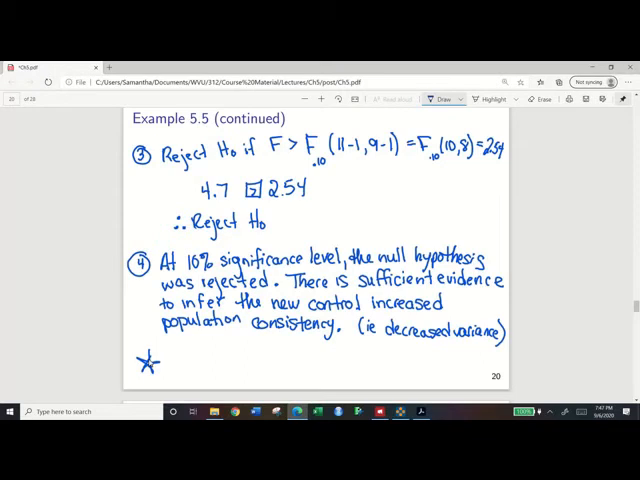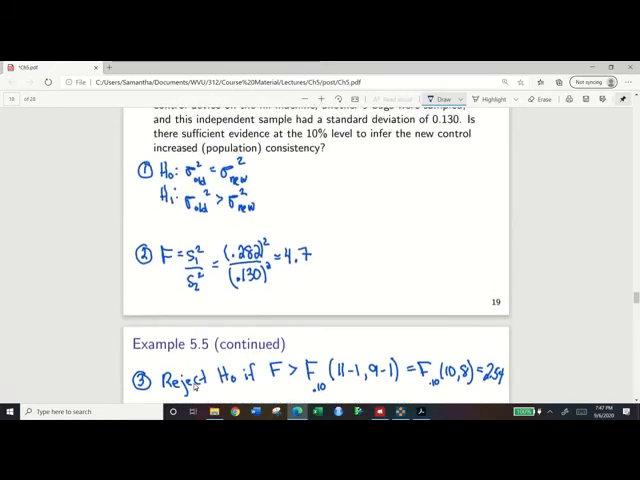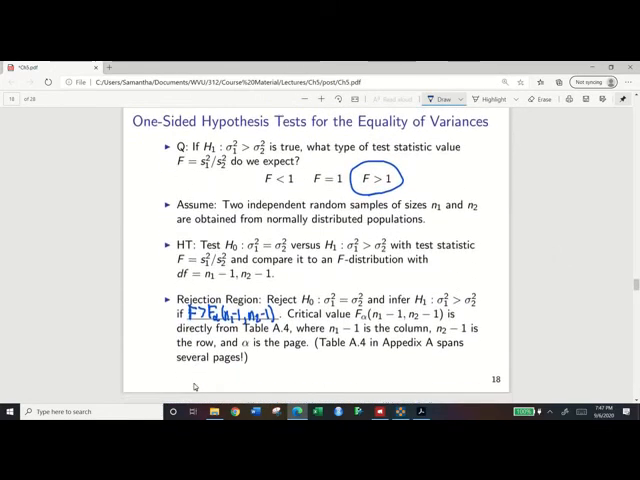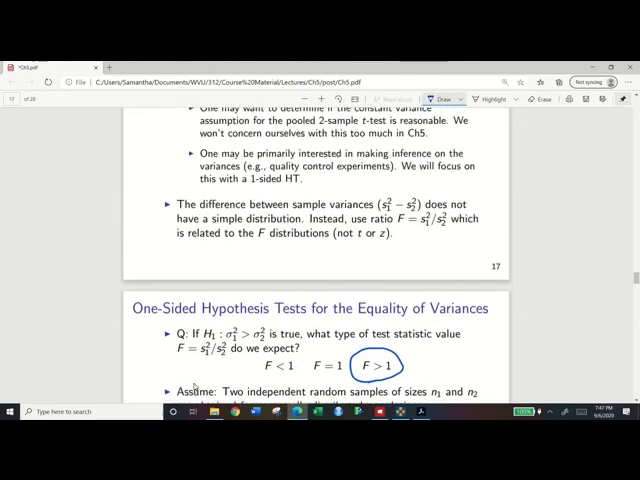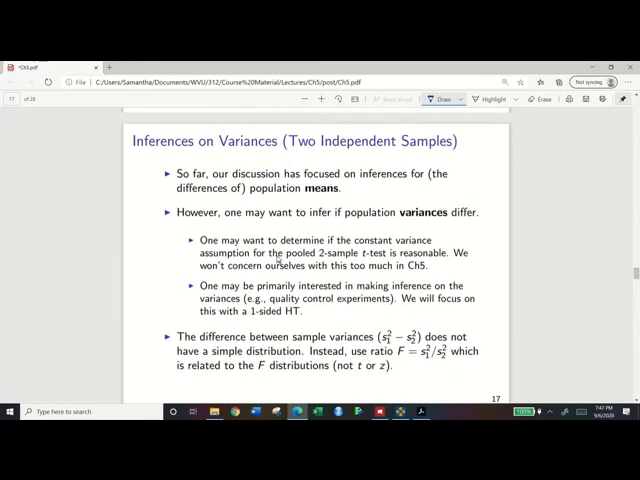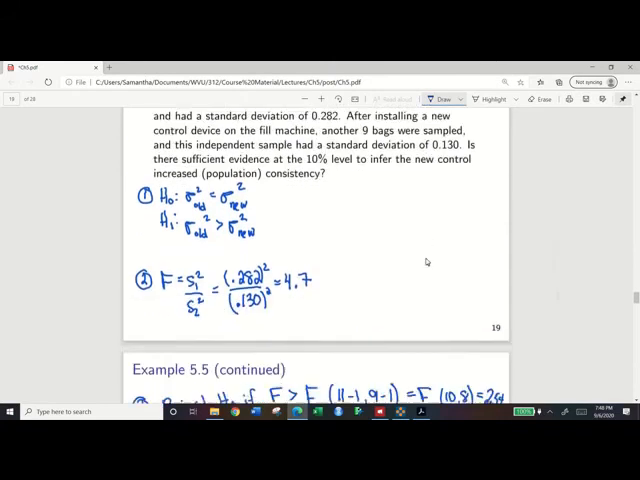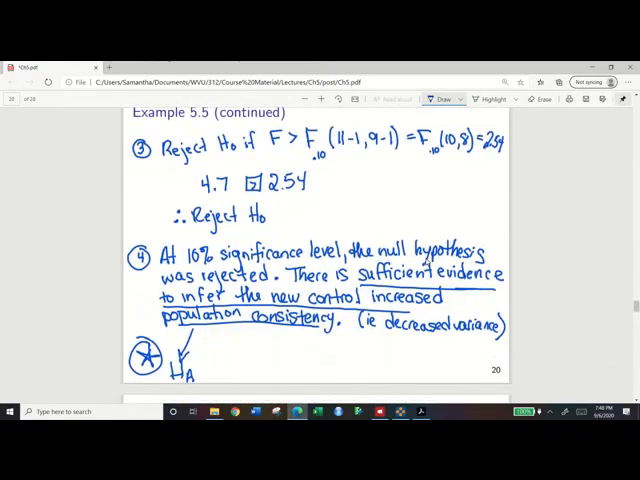I want to remind you guys that the second part of our conclusion talks about the alternative hypothesis. As I stated in slide 17, we may want to determine if the constant variance assumption for the pooled two-sample t-test is reasonable. This is the test we're going to use. We want, ideally in that case, for the population variances to be equal. So in that situation, ideally, we fail to reject the null hypothesis.